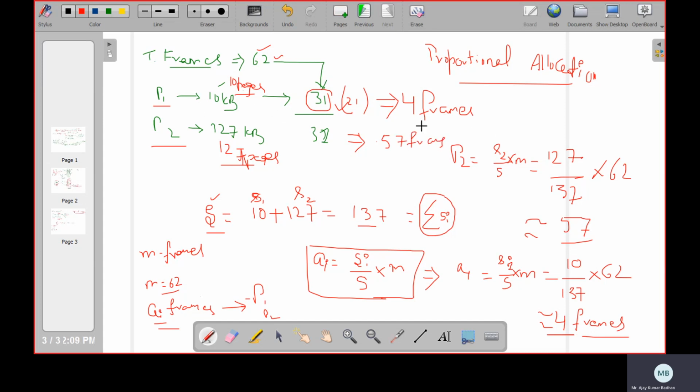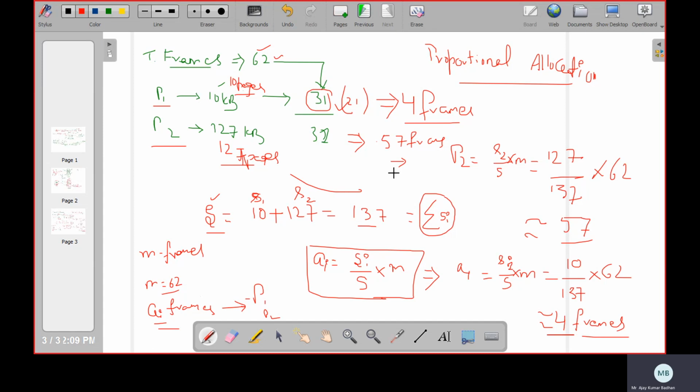And what about process P1? I have allocated 4 frames. I think you might have understood what exactly we are doing. This is the way it works. Based upon the size of a particular process, we allocate the pages. And moreover, this is much more justifiable than the previous one.